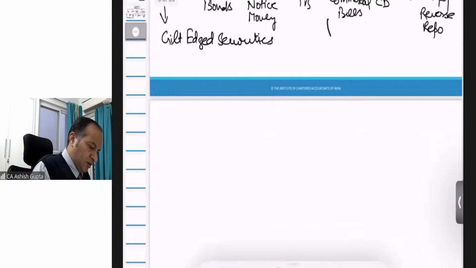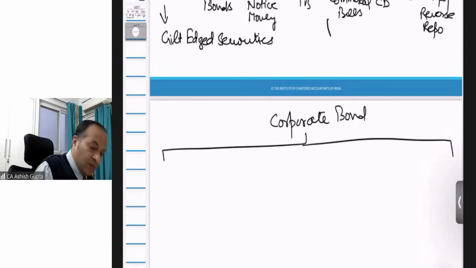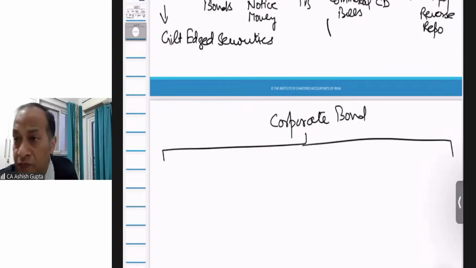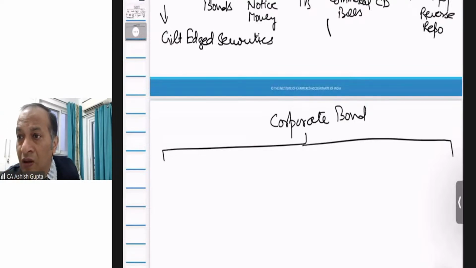Now, when we talk about corporate bonds, the various types of corporate bonds can be. So, would you please once tell what is the corporate deposit?